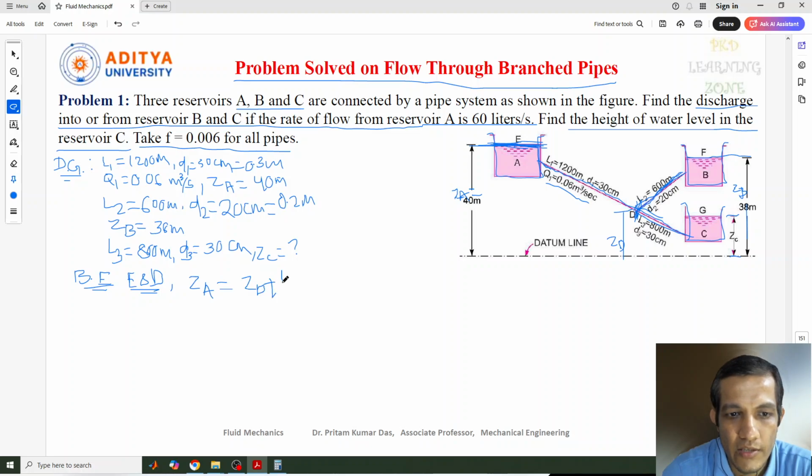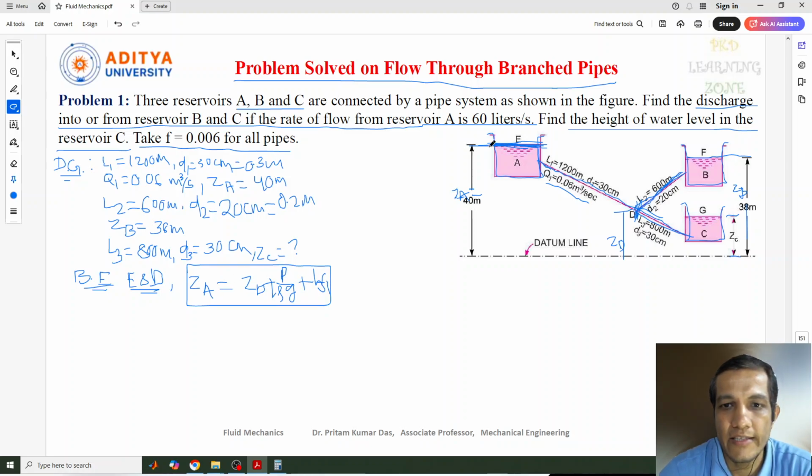ZD plus PD by rho G plus the head loss. What is the head loss identified between A to D flow? So this is the formula for this. This formula we have already discussed in the previous video lecture.